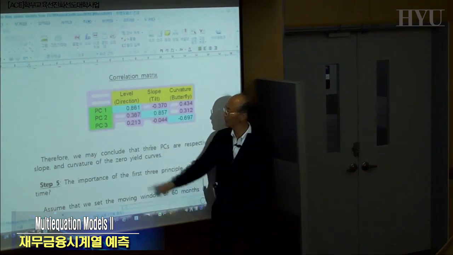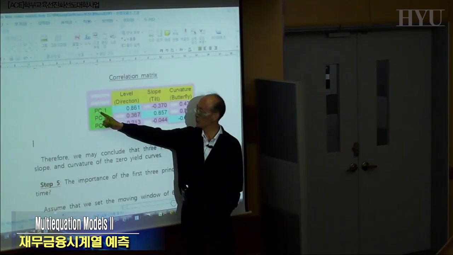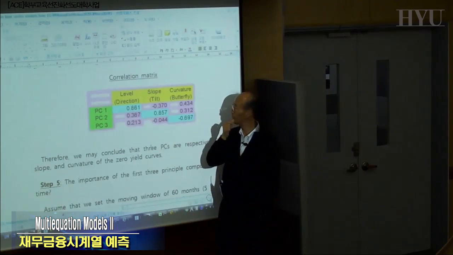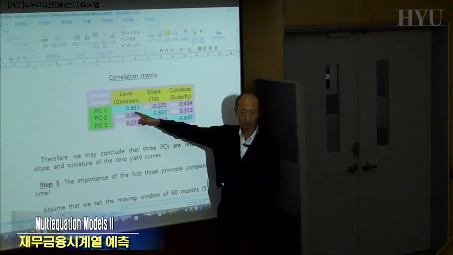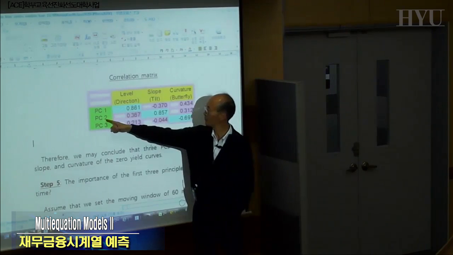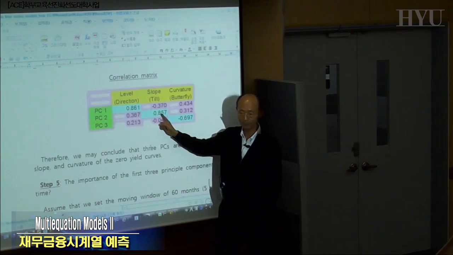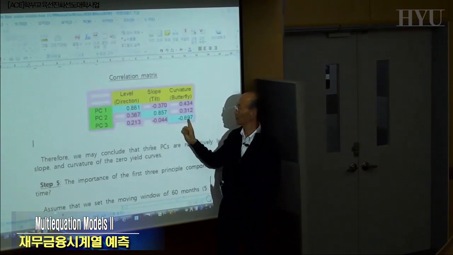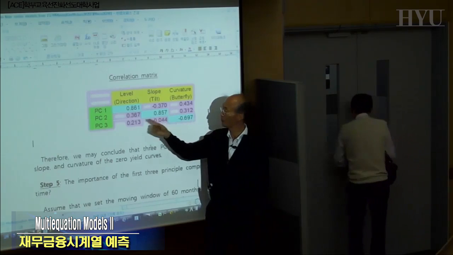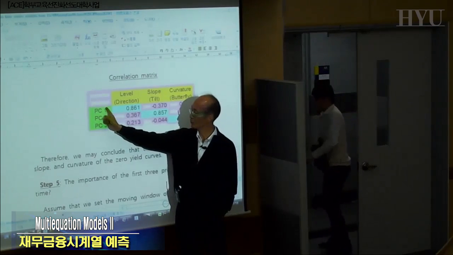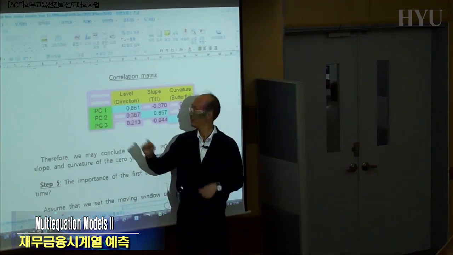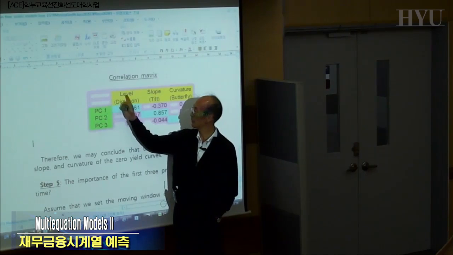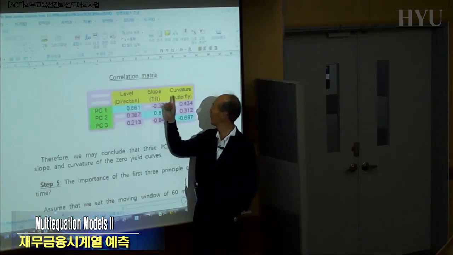So the first principal component, is it more likely to be representing slope, curvature, or level? The second one, slope. The third one, curvature. So we interpret these three, even though we calculate them from pure computation, but we can interpret them as a level factor, a slope factor, and a curvature factor.